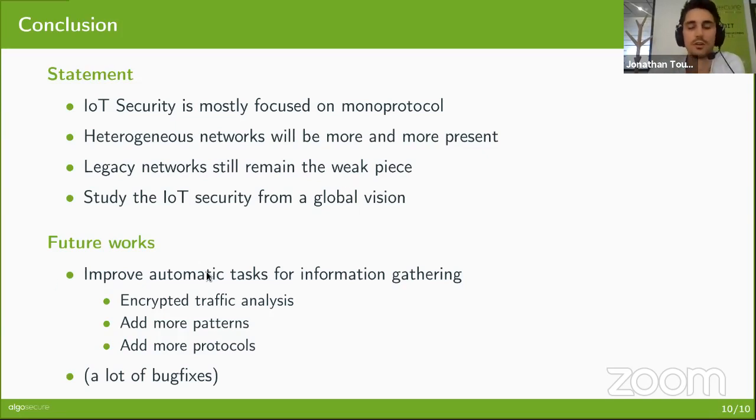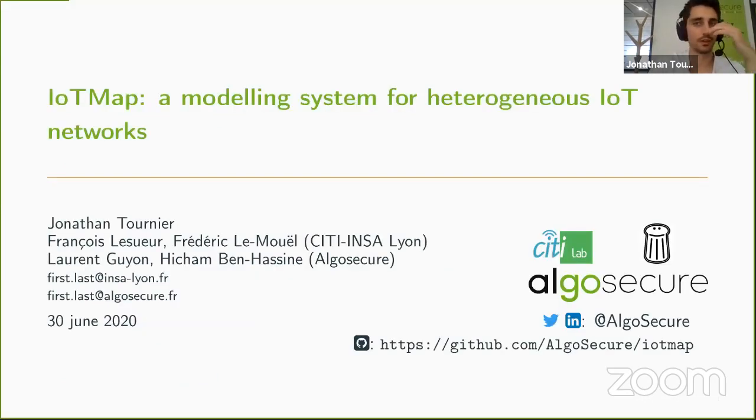As future works, we have a lot, such as improving IoT-Map for different tasks, such as information gathering, by adding an encrypted traffic analysis, adding more patterns to detect more applications, and adding more protocols to be able to analyze more networks. So thank you for your attention. If you have some questions, feel free to ask them.